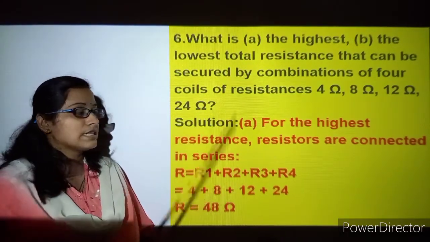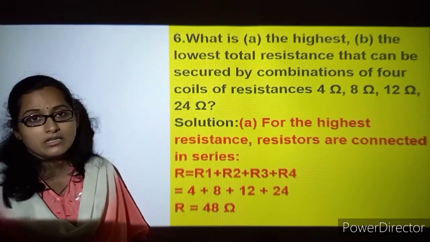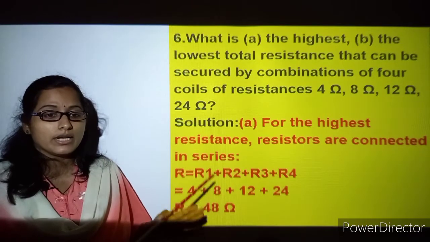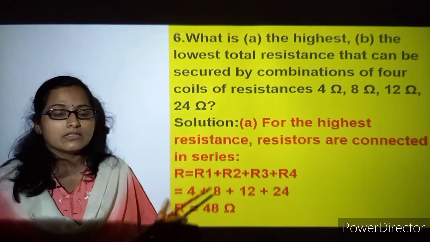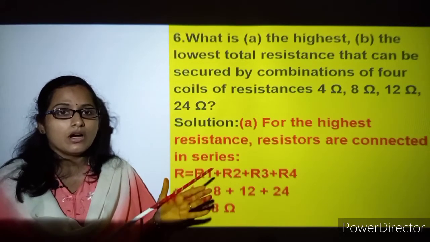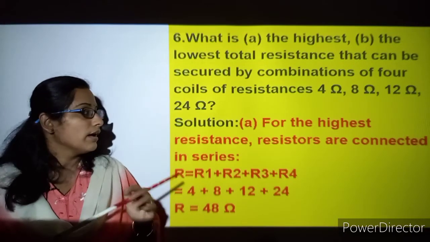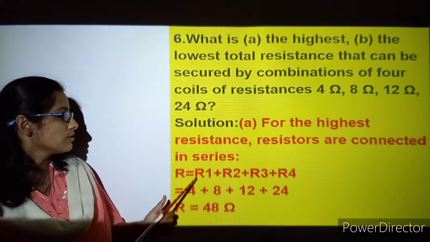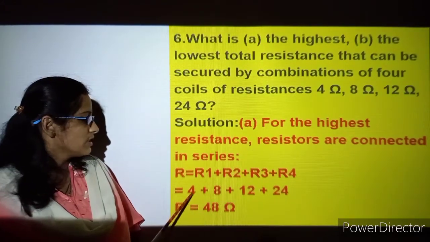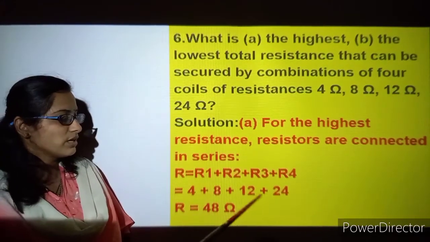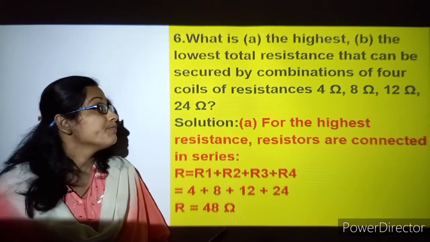For the highest resistance, you need to connect the resistors in series. So what's the formula for series? RS is equal to R1 plus R2 plus R3, till Rn. So you can see R is equal to R1 plus R2 plus R3 plus R4. It's easier: 4 plus 8 plus 12 plus 24. So your resistance is 48 ohms.